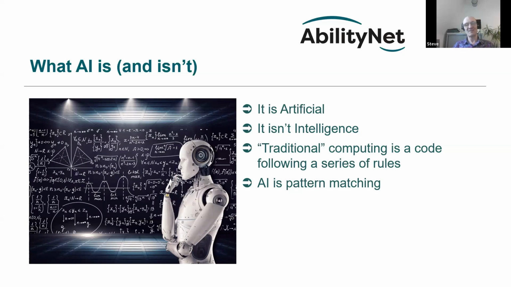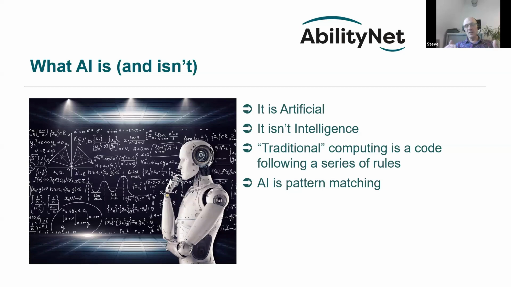So traditional computing has been around since, well, it depends how you measure it, since the 1840s or the 1940s, depending on how you treat your computer history. But traditional computing is code following a sequence of rules, a series of steps. So it gets called an algorithm or a program. You can think of it in terms of a recipe. So a traditional computer model, perhaps running a payroll system, will follow a predictable series of steps.